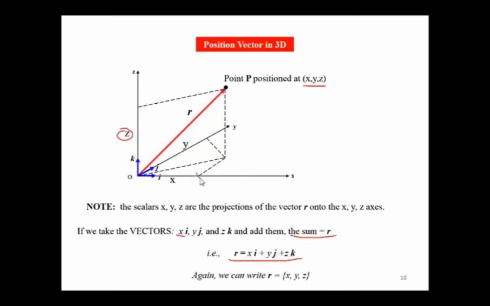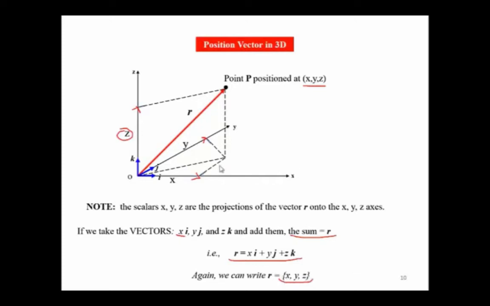If you took this vector and this vector, those are the projections onto the axes. Add those vectors up, you'll get the vector r. Again, we can put these in some sort of brackets, and these curly brackets are those that are used in Mathematica to describe vectors. So if you write three numbers in these curly brackets, then you're defining a vector in 3 dimensions.